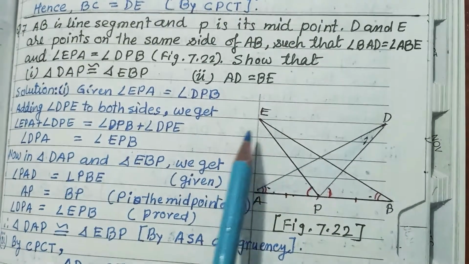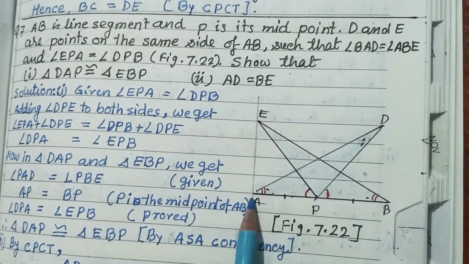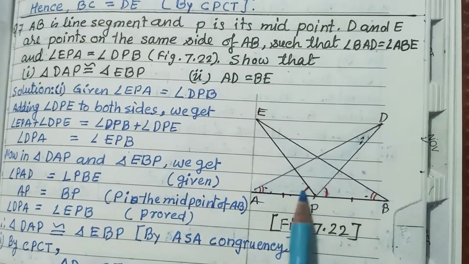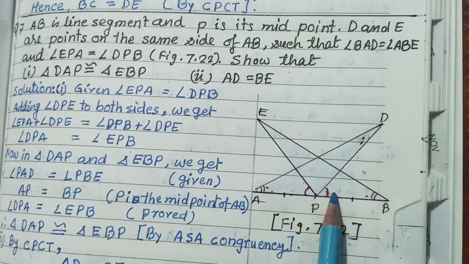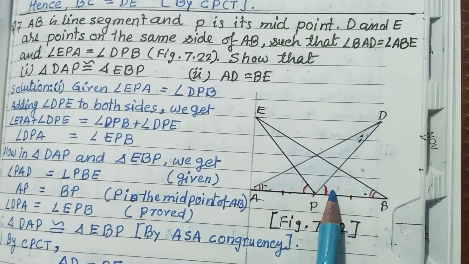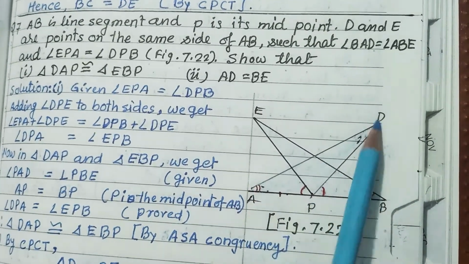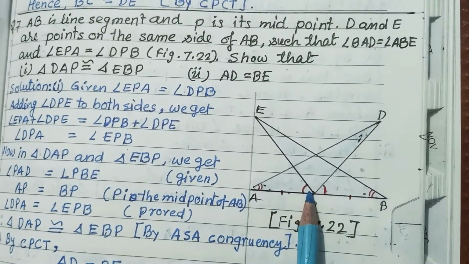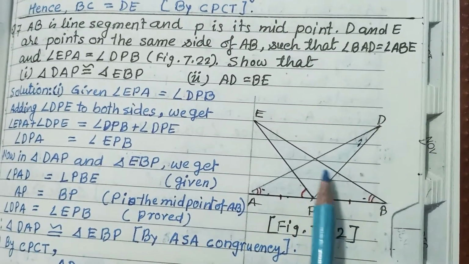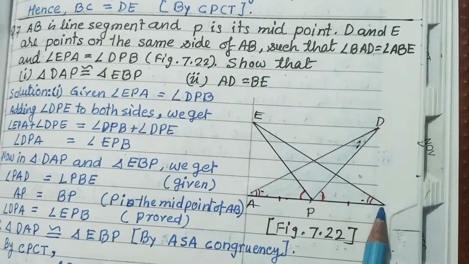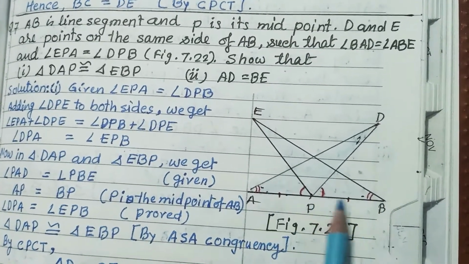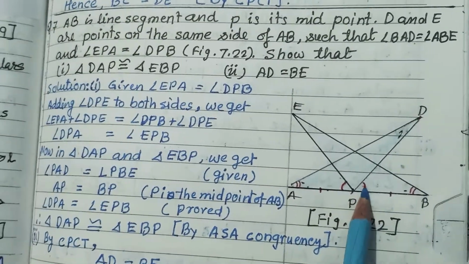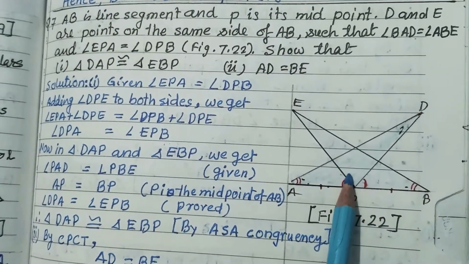And angle EPA, this angle, and angle DPB, this angle, these two angles are equal, given. We have to prove triangle DAP is congruent to triangle EBP.